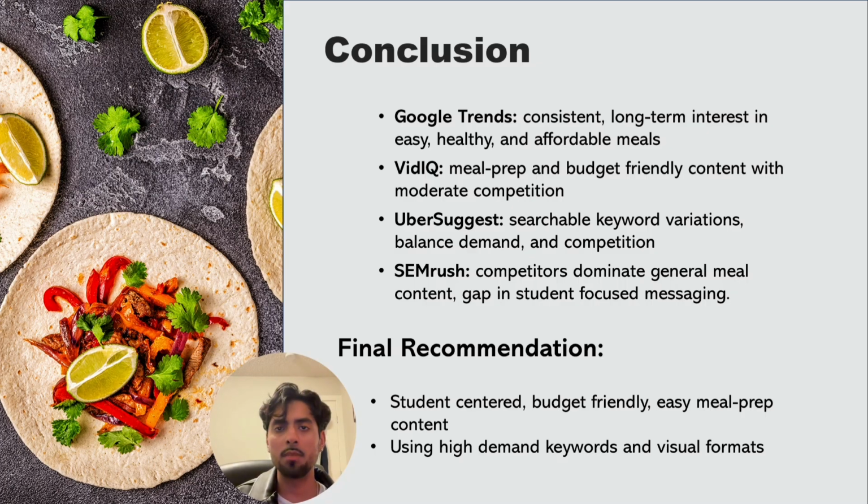Ubersuggest helped identify keyword variations that balance search demand and competition, allowing us to choose keywords that are both realistic and relevant. And finally, SEMrush showed that while competitors dominate general meal content, there's a clear gap in student-focused messaging, which creates an opportunity to differentiate. Based on these insights, our final recommendation is to create student-centered, budget-friendly, and easy meal prep content using high-demand keywords and visual formats such as short videos and step-by-step recipes to improve reach and engagement.